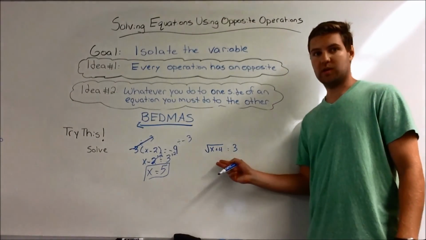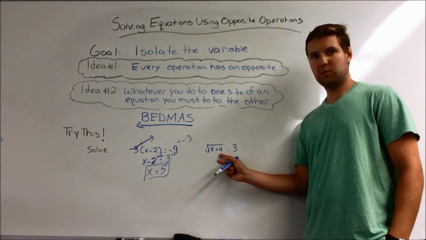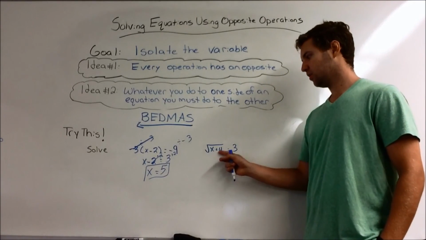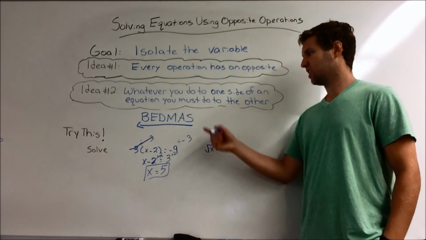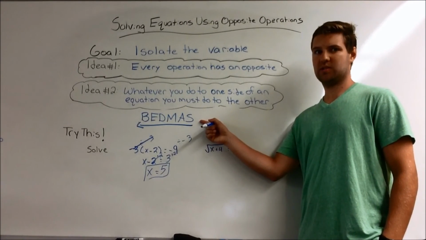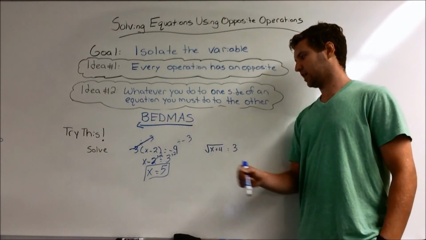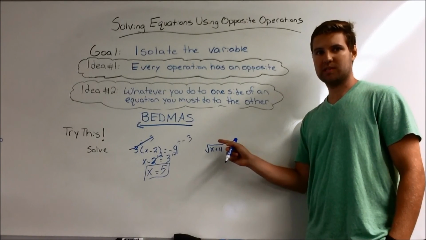Okay. The next one, square root of (x plus 4) equals 3. Now, even though you only see one number here, this is really a two-step equation because there are 2 operations. We have this plus 4 and the square root. And which do we get rid of first? Because I don't see the square root in BEDMAS. Well, I guess it would be exponents, but we do plus 4 before exponents.